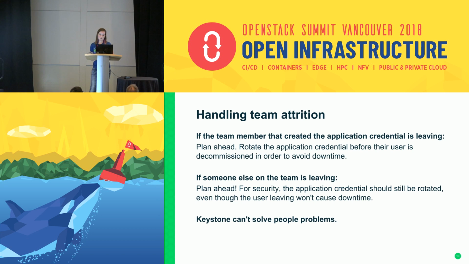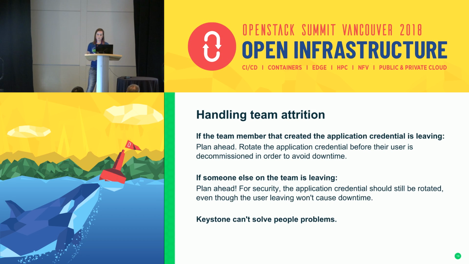So if you know ahead of time that a member of your team is going to leave the team, you have to plan ahead of time to rotate the application credential. So create a new one with a new user, rotate it out before your application starts having downtime. And then on the other hand, if someone else on the team is leaving, even if they didn't create the application credential, even if their leaving isn't going to cause downtime, while they were on the team, they had the opportunity to read the application credential, because that's going to be stored in config files, config management, and all over the place.